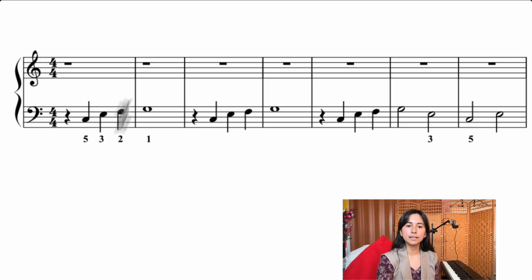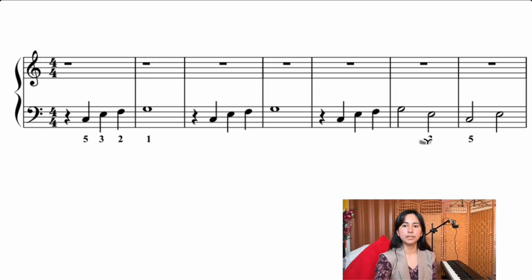Then the next note right here is an F. So that's a step, because we're moving from E to F. Then the next note, we have a G. So notice that moved in a stepwise direction. We have E, F, G.